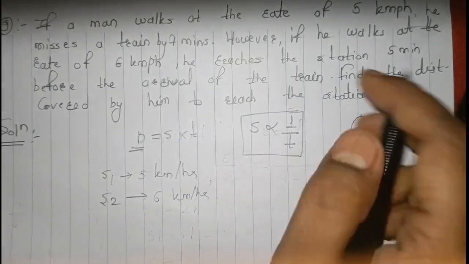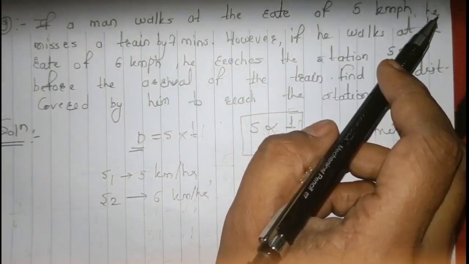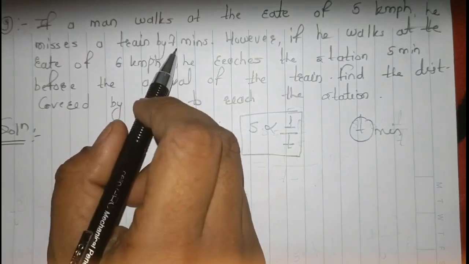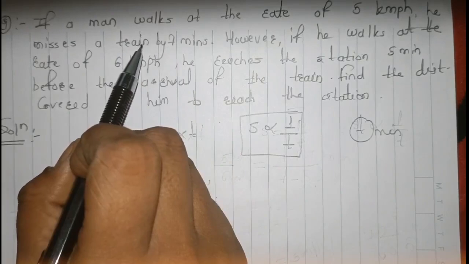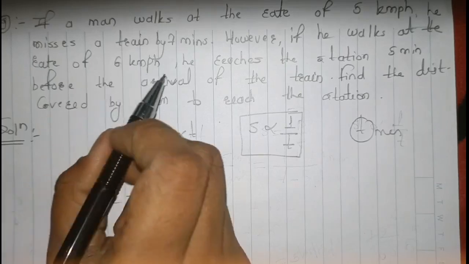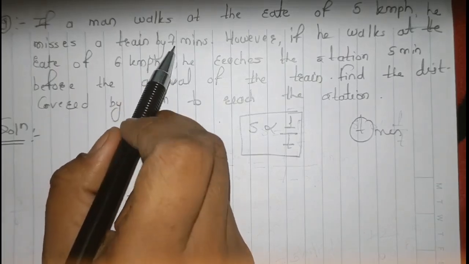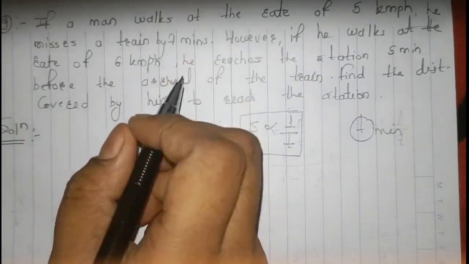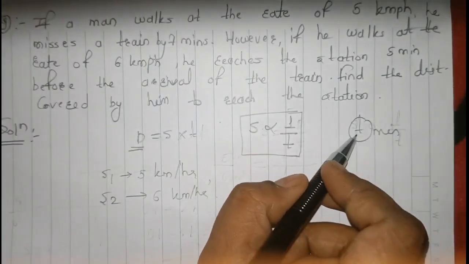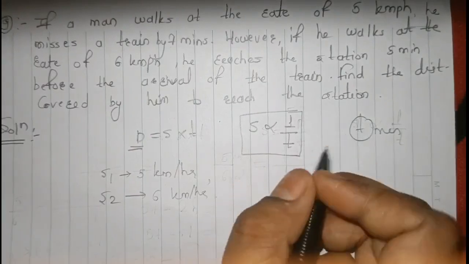For example, when the speed is 5 km per hour, he misses a train by 7 minutes. Misses a train means, if he would have come 7 minutes earlier, he would have got the train, which means he has taken 7 more minutes to reach the station than t. He has taken t plus 7 minutes.